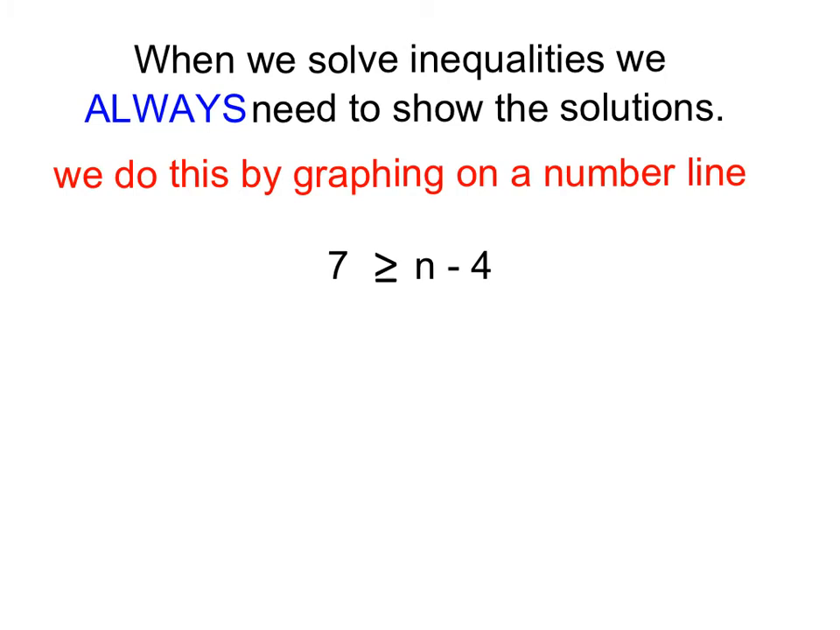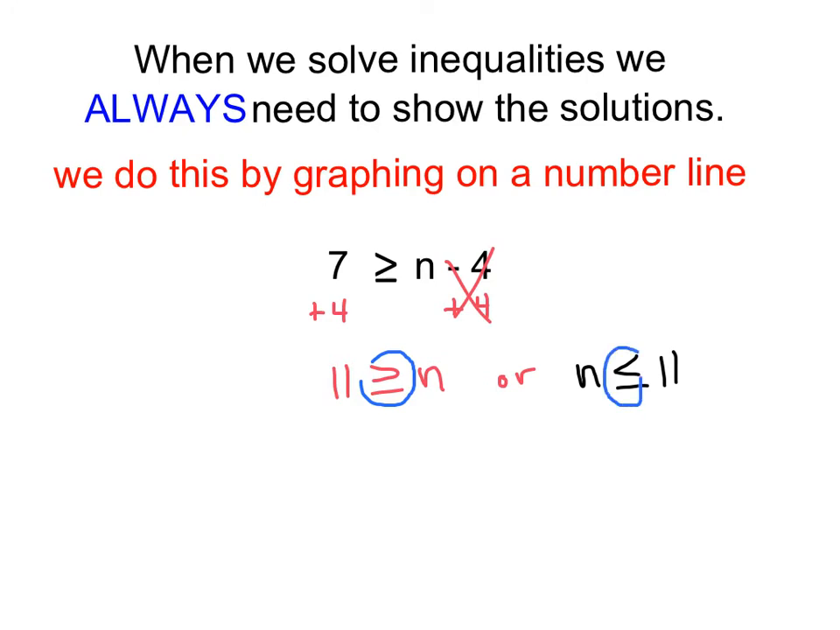So first of all, we're going to solve and get our inequality. So we're going to have plus 4 here, plus 4 here. That's going to get our variable n by itself. So 11 is greater than or equal to n. Or what I can do is I can flip this and say that n is less than or equal to 11. Now remember, the alligator or Pac-Man eats the larger number, so it's going to always try to eat 11, which is still the same case over here, so that we know that we did everything the way that it was supposed to be done.